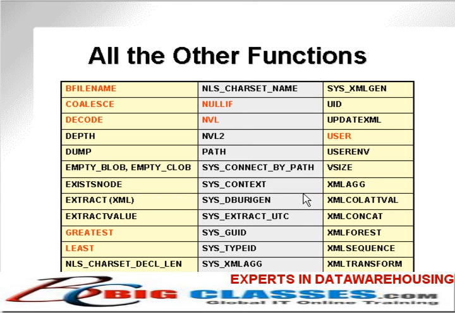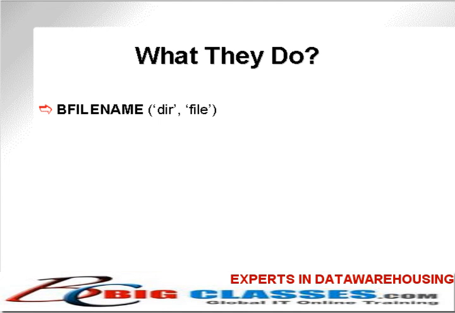What are all the other miscellaneous functions? These are all the miscellaneous functions. The ones I'm interested in at this point in time are the ones highlighted in red. As you can see, there are a lot of them. What does BFILENAME do? BFILENAME returns a pointer associated with a binary object in the database. We don't have any examples of that in our concepts schema, so we won't look at an example of BFILENAME.